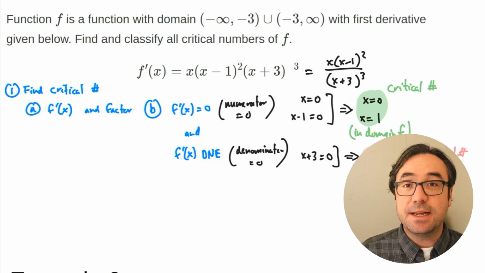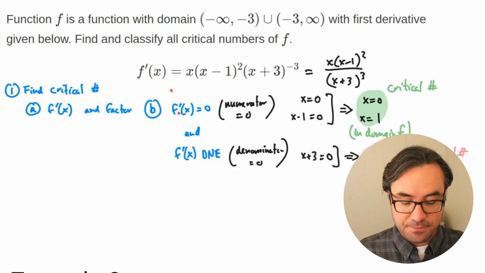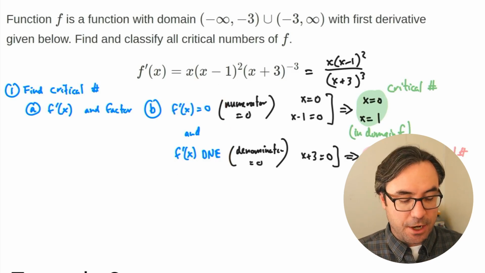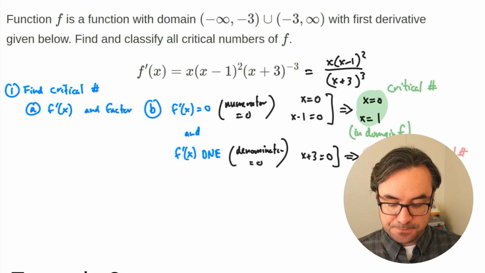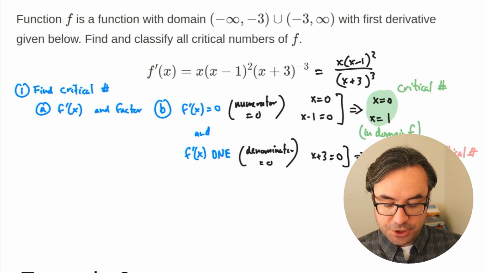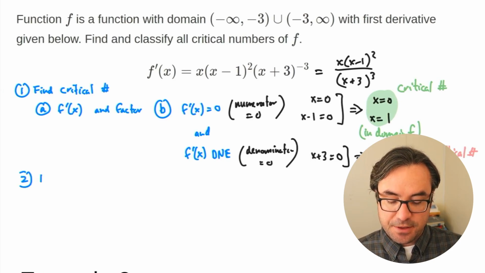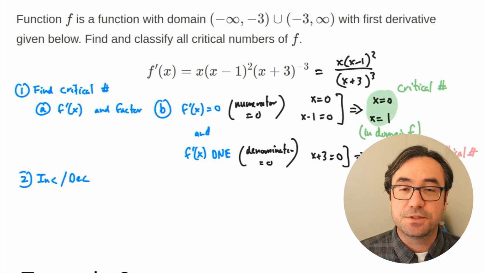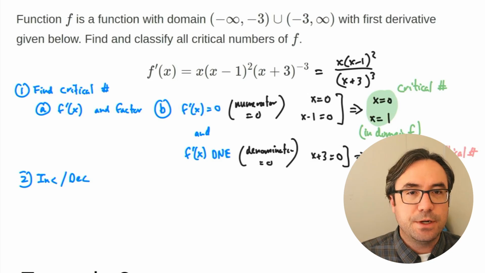All right, so the first step is to figure out the critical numbers. That means getting the derivative, factoring it, and then figuring out our usual things. Once we have all that done, the second part is we want to do a sign chart. We want to essentially find the intervals of increase-decrease. So all that work that we saw on how to figure out the intervals of increase-decrease for a function, we're just going to redo that here.